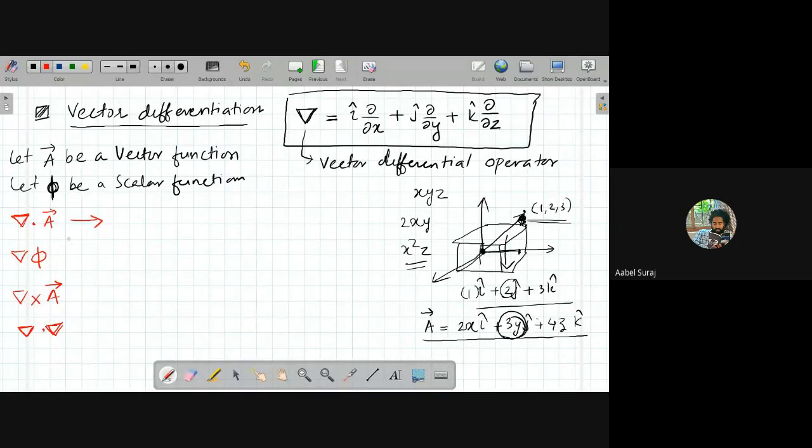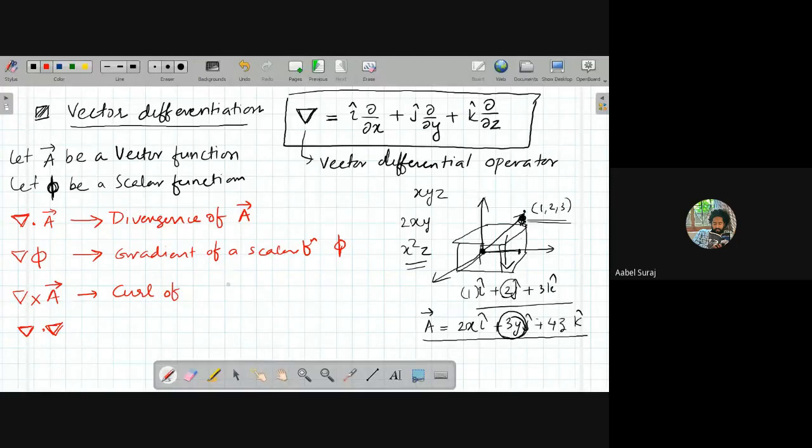Del dot a means divergence of vector a. Next, del phi is the gradient of a scalar function phi. Now what is del cross a? It is called the curl of a vector function.